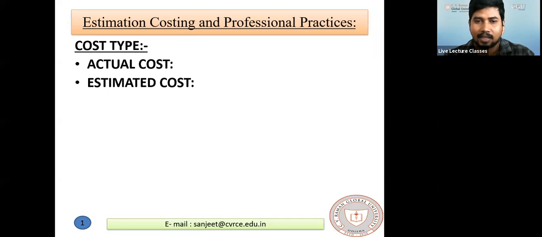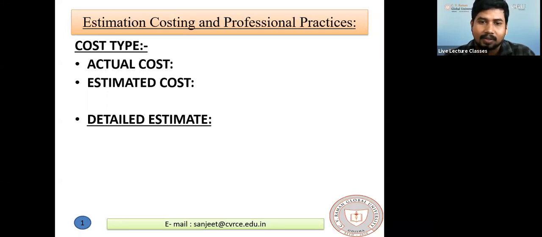Suppose the actual cost of a building is 1 lakh. After completion of the building, we know the cost is 1 lakh. But if you are a good estimator, beforehand you would have calculated the cost as nearly 90,000 or nearly 1,10,000. That means it should not differ much, that is, not more than plus or minus 10% of the actual cost. Plus or minus 10% of 1 lakh ranges from 90,000 to 1 lakh 10 thousand. Then we discussed the detailed estimate.